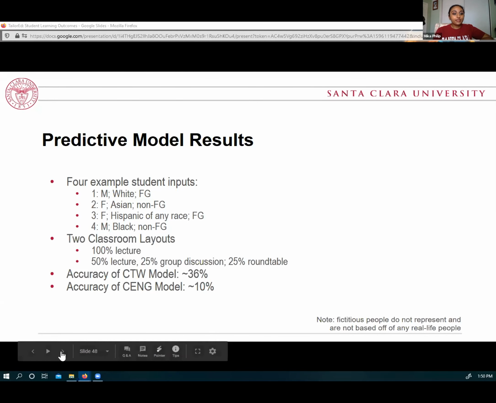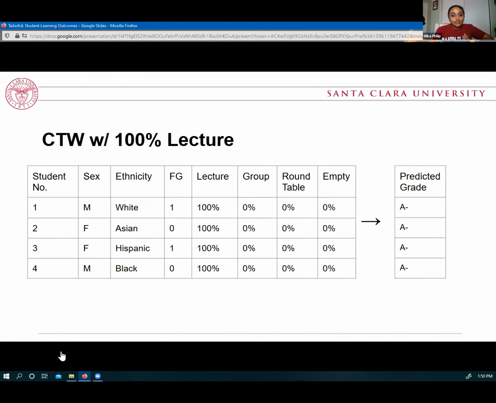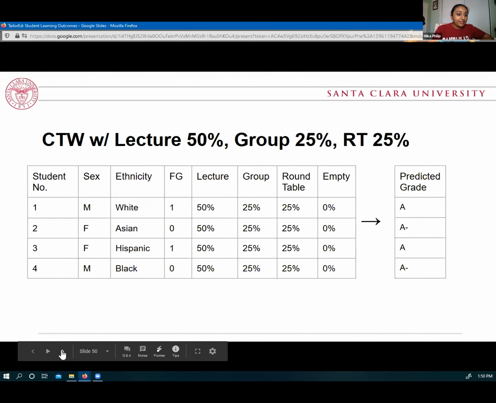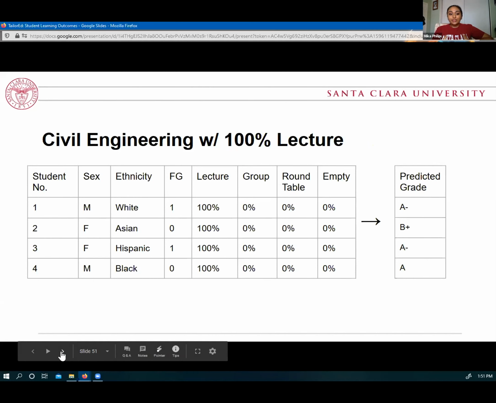Next slide. With CTW, if the class is at 100% lecture, it seems that everyone does pretty well. They get all A minuses, so that's nice. But in the next slide, if we have a more all-rounded pedagogical learning model, where we have some group discussion, some roundtable, some of those grades will increase. As you see with student number 1 and student number 3, their grades increase to an A, so that's pretty good.